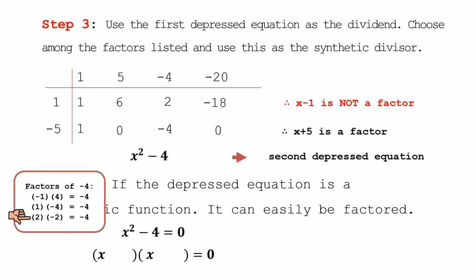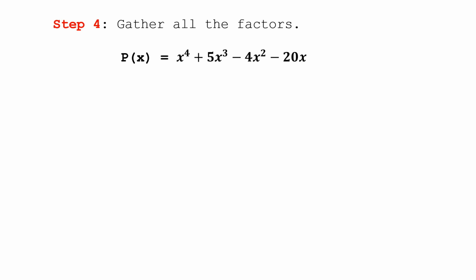So we will be using these two factors as the factors of x squared minus 4. So let's write here positive and then negative, and then positive 2, then negative 2. We have x plus 2 is a factor, and then x minus 2 is also a factor. Now that we were able to get all the factors, let us proceed to the last step of this process, step number 4. Let us gather all the factors of the given polynomial function.